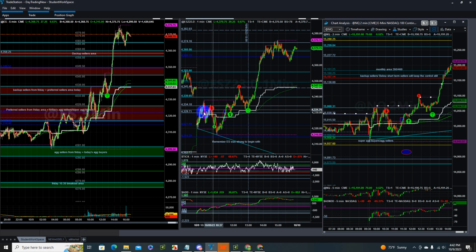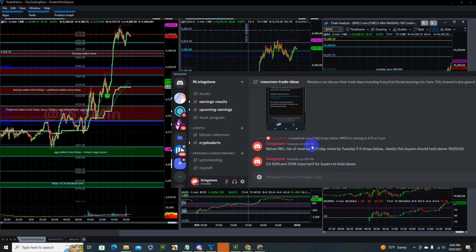Now remember, we are neutral today. Before that, let me show you one more thing. See this, this is what I typed yesterday. Below 980, risk of reversal of Friday's move by Tuesday, not Monday, by Tuesday. If it drops below, so at one point it dropped below 980, but didn't go far. Ideally this buyer should hold above 15,162 for NQ. It should hold above it. Should not drop below 980, otherwise risk.